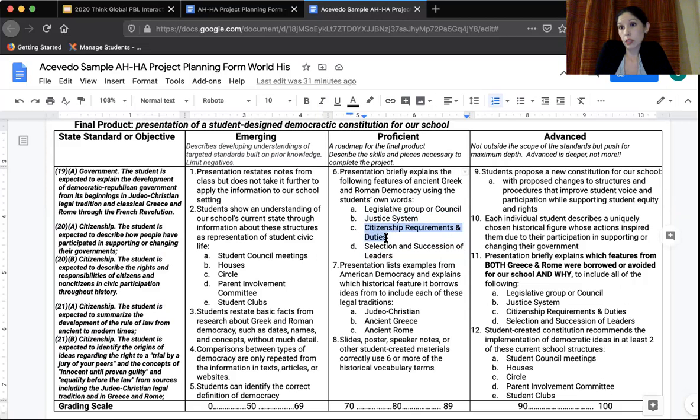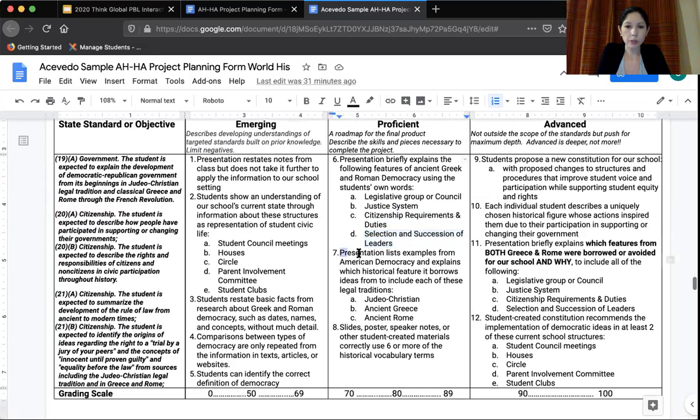can you lose your citizenship, or what do you have to do to be a good citizen? What are those duties? And then how do they select their leaders and who gets to succeed as a leader, and what is the process there? What are the rights in doing that, and who gets to do that? Okay, and then their presentation is going to list examples from American democracy.